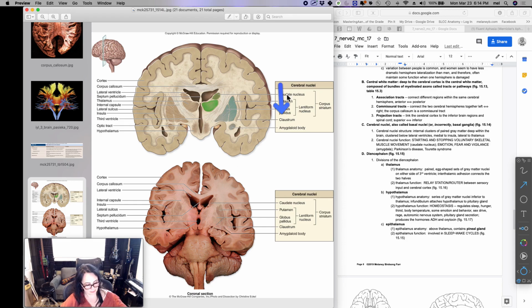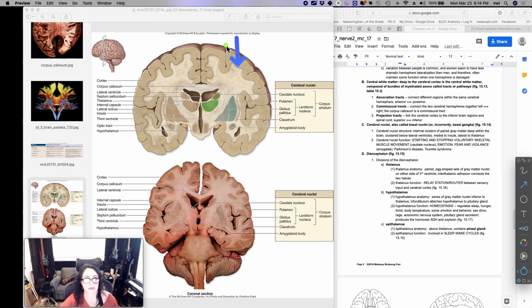So what we said was, we did the cerebral cortex, yeah? So this is all cerebral cortex, that's all good. Then we did the white matter. This would, for instance, be the corpus callosum, which is a commissural tract. This looks like a projection tract to me. Don't worry about which one, doesn't matter. So we did gray matter, white matter, and now we're gonna do some more gray matter.